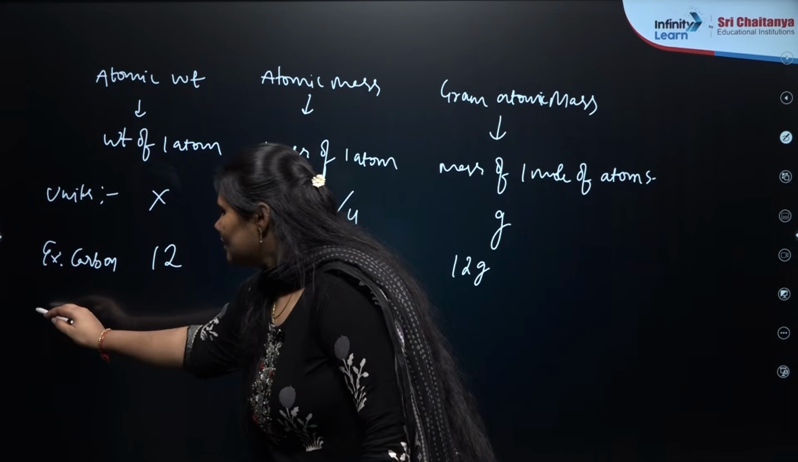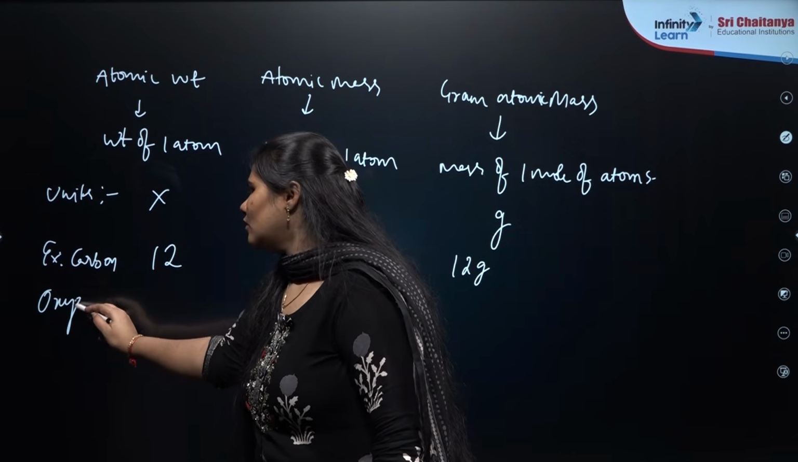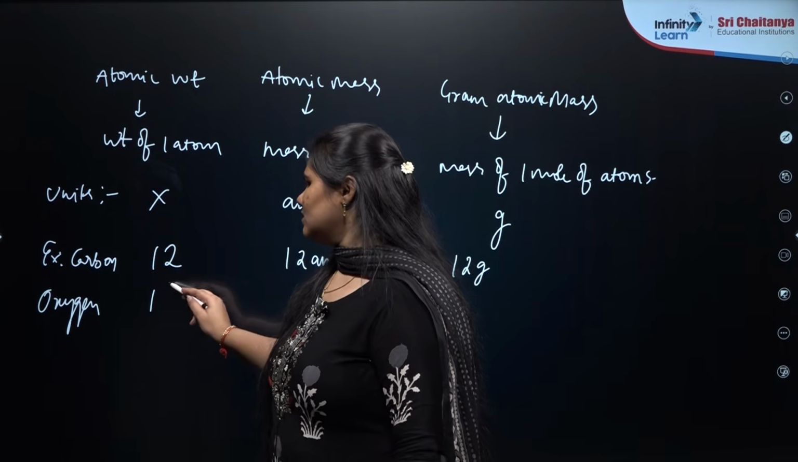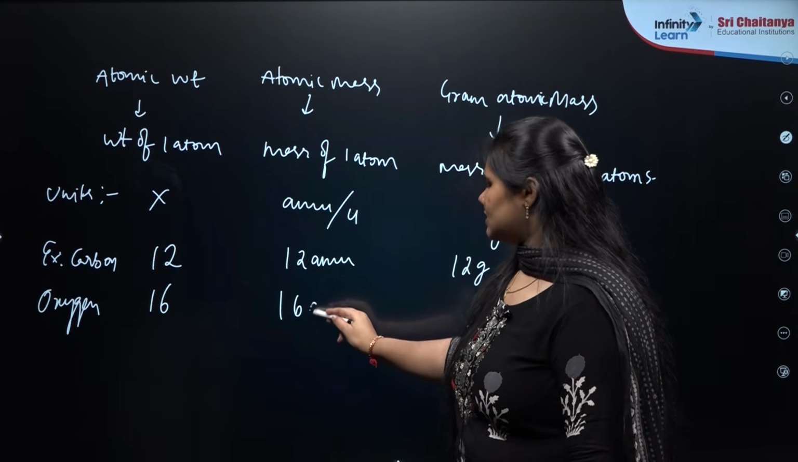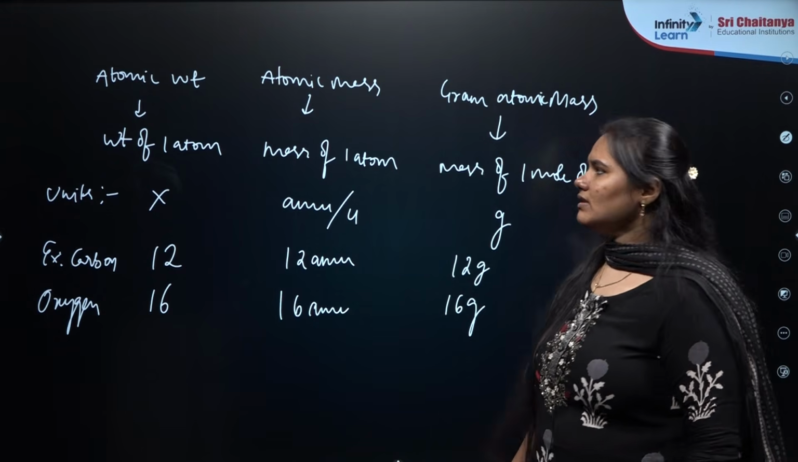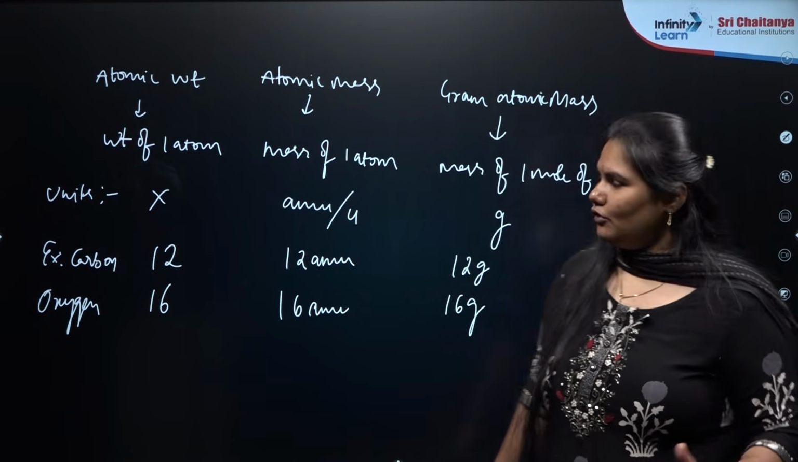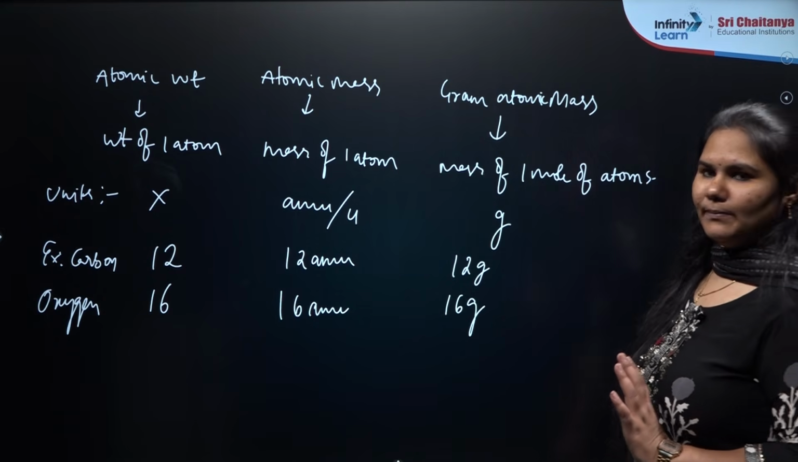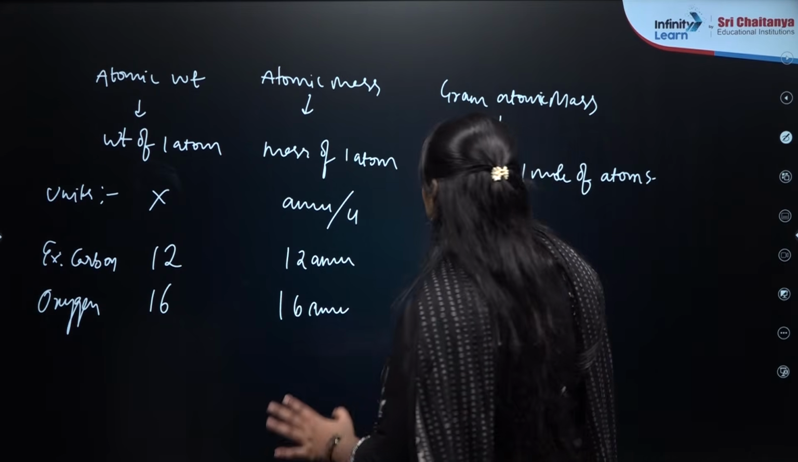Now let me take another example, oxygen. Can you recall what is oxygen's atomic weight? 16, atomic mass 16 AMU, and gram atomic mass 16 grams. This is the major difference. Please take a note of this. This is very important. So that's about these three words.